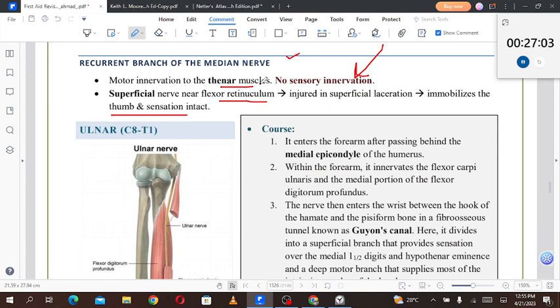Motor innervation of the thenar muscles. It does not have a sensory innervation. It is a superficial nerve near the flexor retinaculum, injured in superficial lacerations, which immobilizes the thumb while sensation is intact.